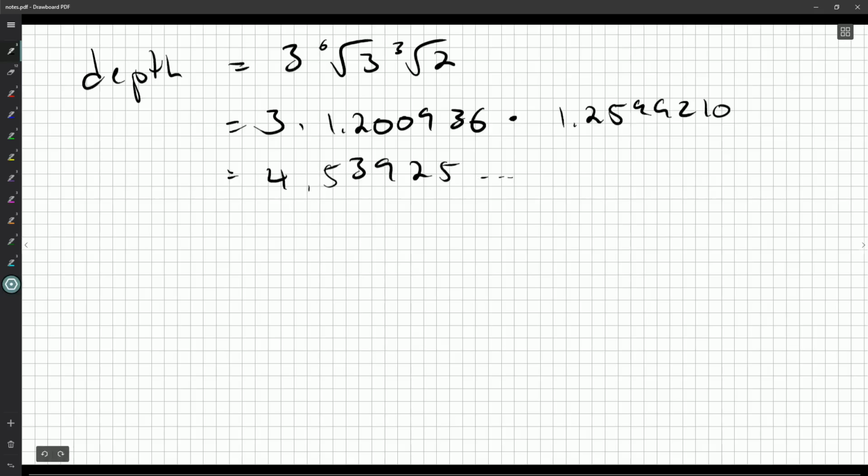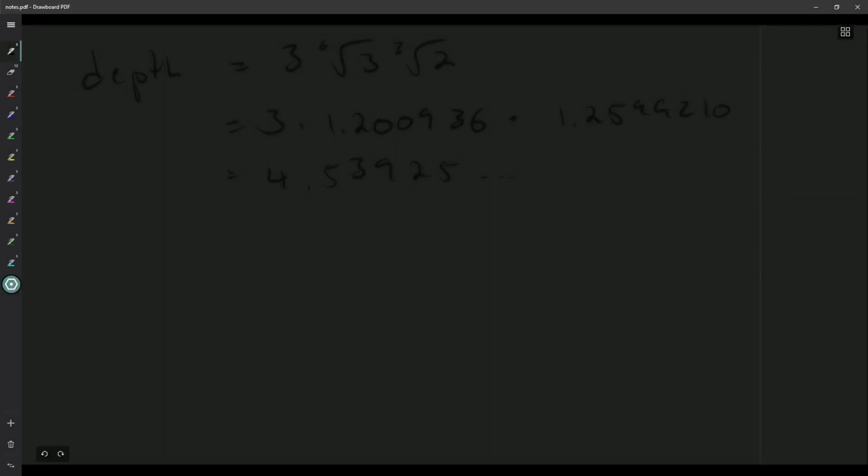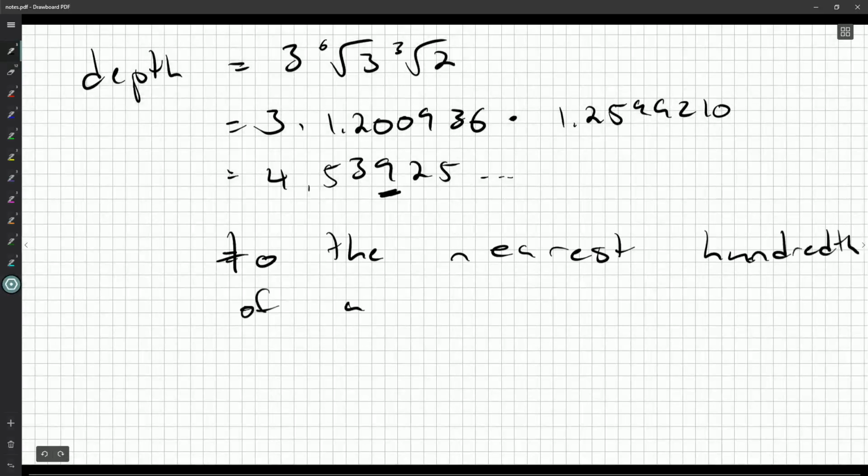And so what do they want? To the nearest hundredth of a centimeter. Yeah, there it is. All right, so we take this 9 and we will round up. So to the nearest hundredth. Let's spell hundredth right. We're almost done the contest. Let's not fall to a spelling mistake now. So the nearest hundredth of a centimeter, this is 4.54.